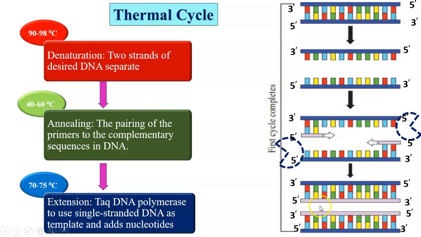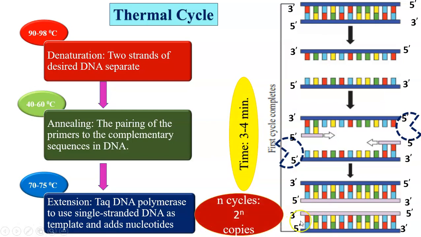The whole cycle gets completed in 3 to 4 minutes, and if n cycles are conducted, 2 raised to n copies of DNA will be available. This is a chain reaction because the new DNAs generated at the end of this cycle will themselves be used as templates for replication in the next cycle, and this will be the chain reaction occurring in the subsequent cycles, and therefore this is called polymerase chain reaction.